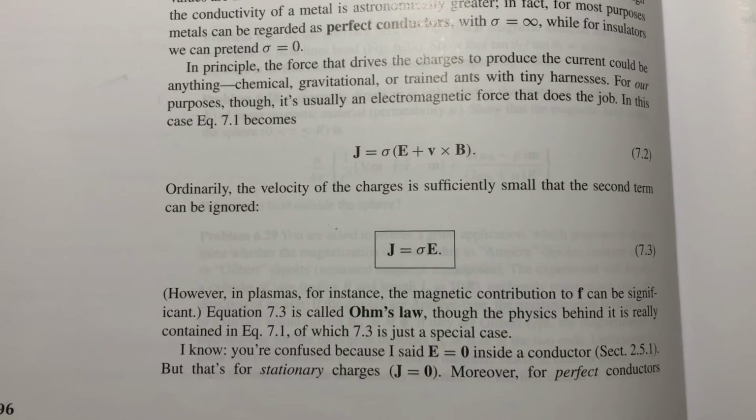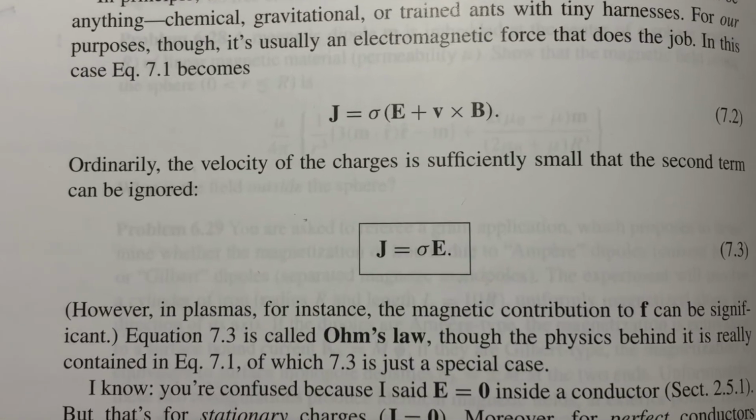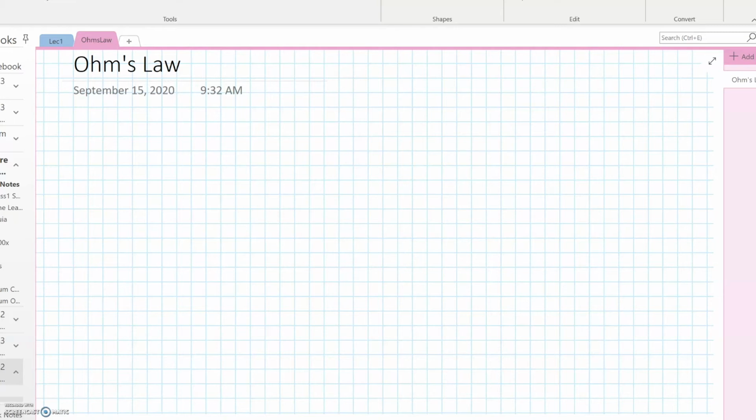Of course it isn't. J equals sigma E. That apparently is Ohm's law. Okay, well let's see what this actually is telling us. So we had in this fancy highbrow version of Ohm's law that something called J was proportional to the electric field.